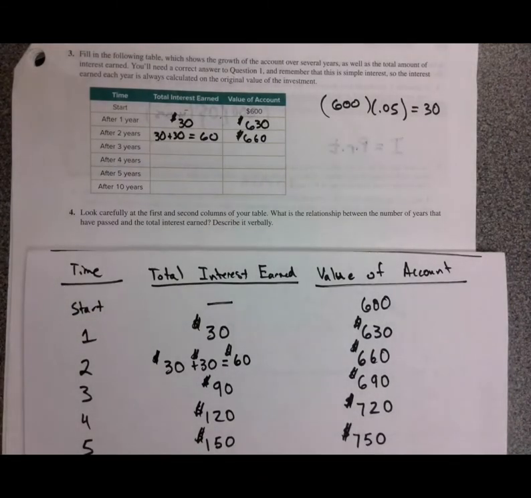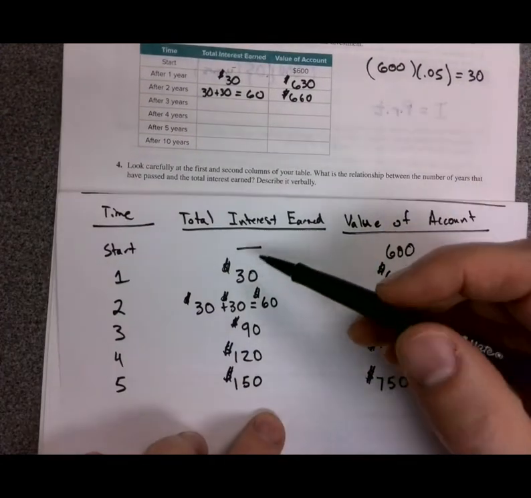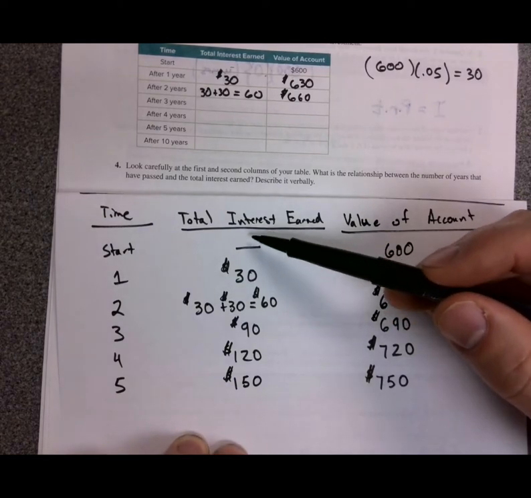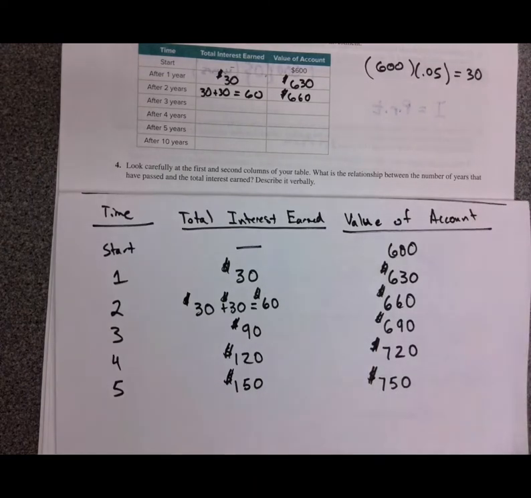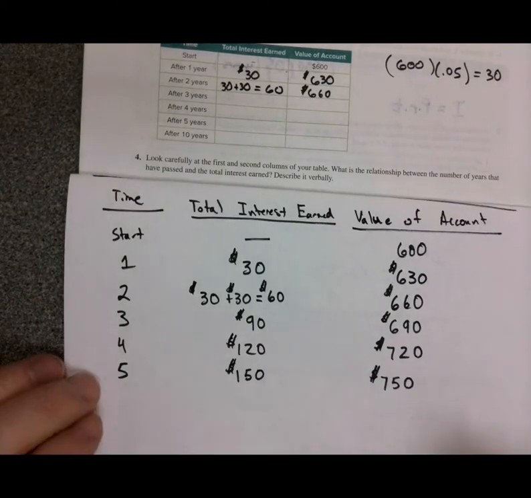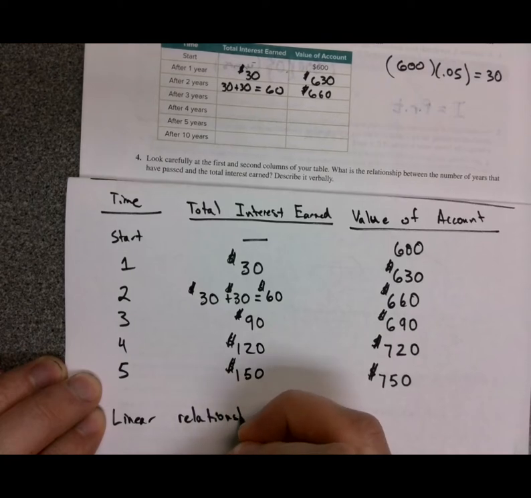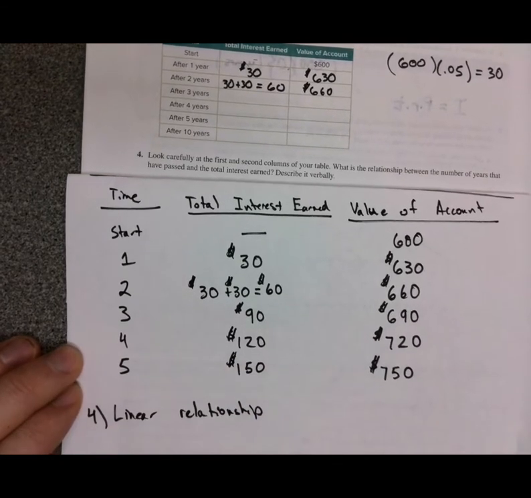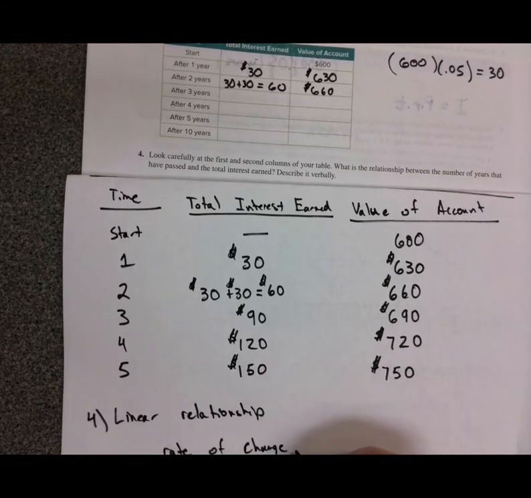Question 4 is a fantastic question because it's asking us to look at the pattern, what's happening. When we look at this table, we see that this is a fixed amount of money that's added each time. And if we recall from Unit 2, when we add a constant amount, that's what is called a linear relationship. So this simple interest is a linear relationship. And in fact, the rate of change, which, because it's linear, is the slope, is equal to exactly $30.